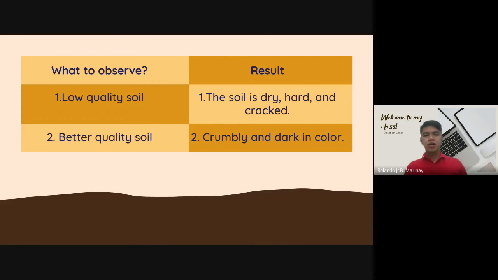Here we're going to describe the low quality soil. What can we see in the low quality soil? We can see that the soil is dry, hard, and cracked. Those are the characteristics of low quality soil. And the next one is the better quality soil. What are the characteristics of the better quality soil? It is crumbly and dark in color. So that is a better quality soil.